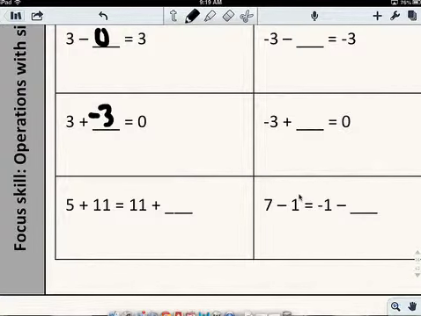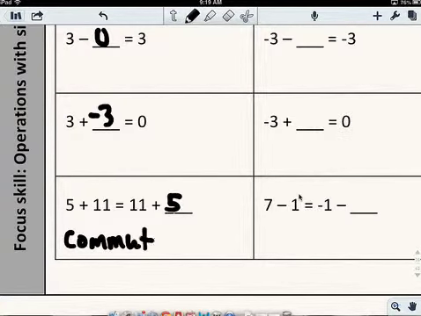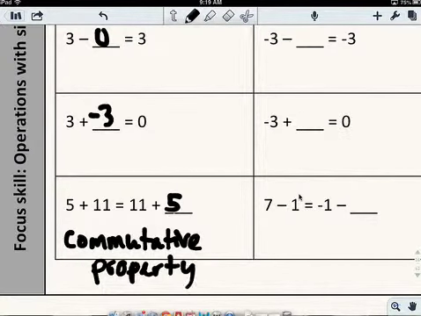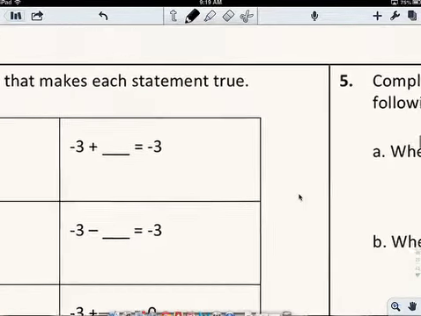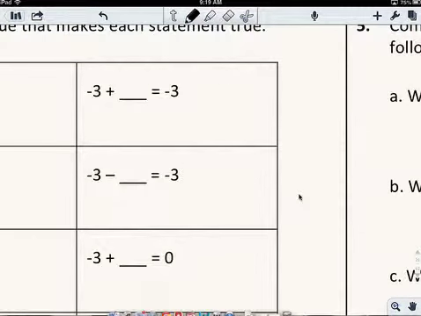All right, 5 plus 11 equals 11 plus, well, that's got to be 5. And this is called the commutative property. The commutative property says that you can reverse the order of addition and multiplication. So 5 plus 11 is 16, and 11 plus 5 is 16. So I know that I've made the right answer. Okay, so 3 plus something equals negative 3. Well, again, 0. The value didn't change. Negative 3 minus something equals negative 3. The value didn't change. That must be 0 again.